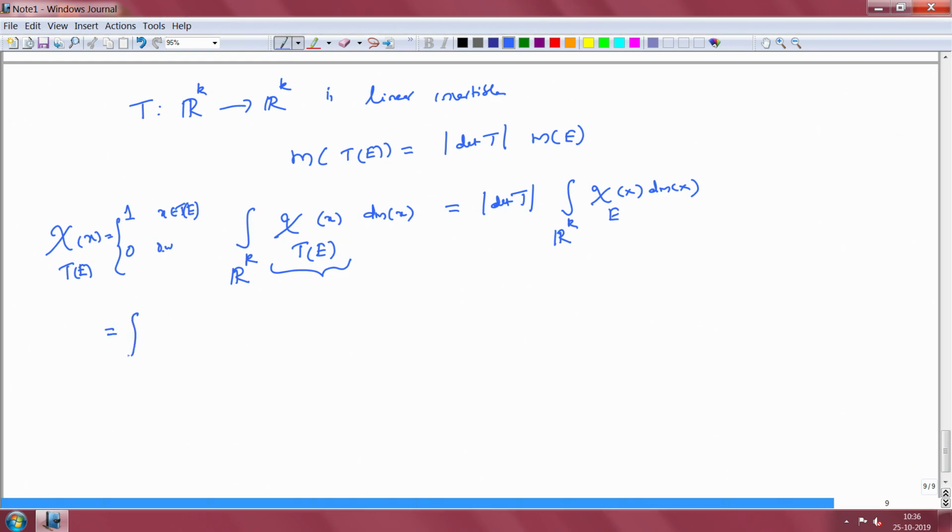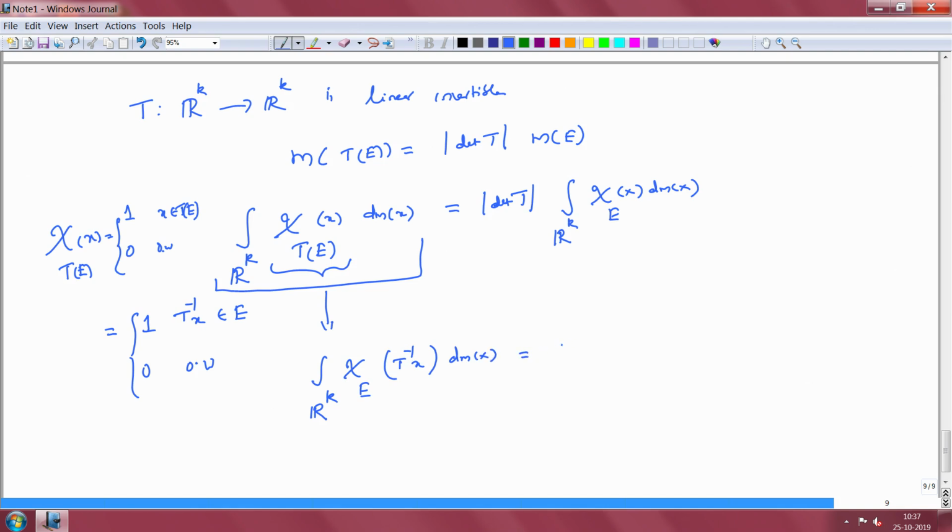Which is the same as saying that it is 1 if T inverse of x belongs to E and 0 otherwise. So, this is a better way of writing. The left hand side integral is simply the integral over R^k of chi of E at T inverse x dm(x). This is equal to the modulus of the determinant of T times the integral over R^k of chi E of x dm(x).